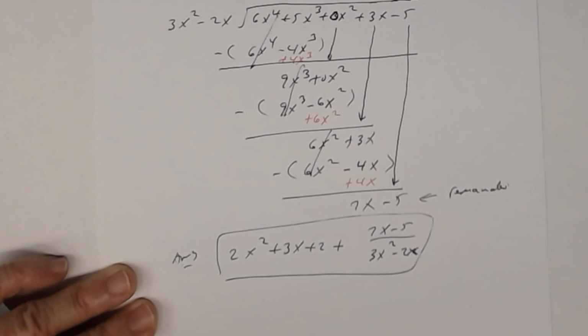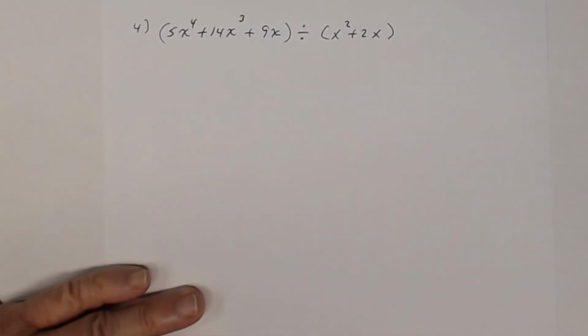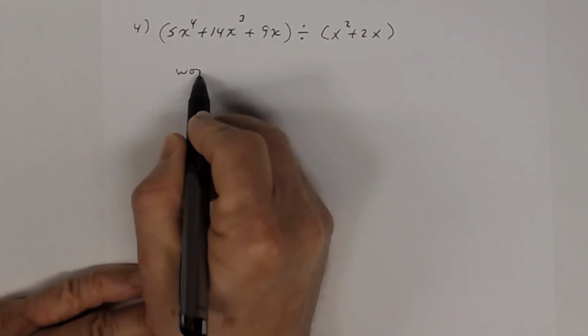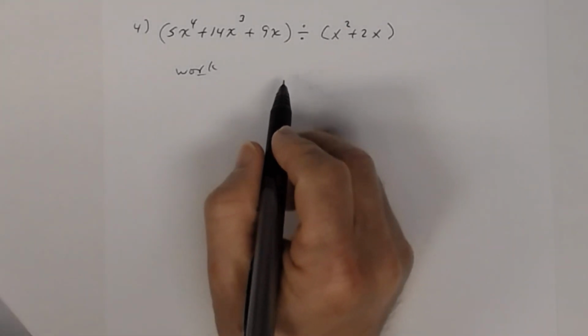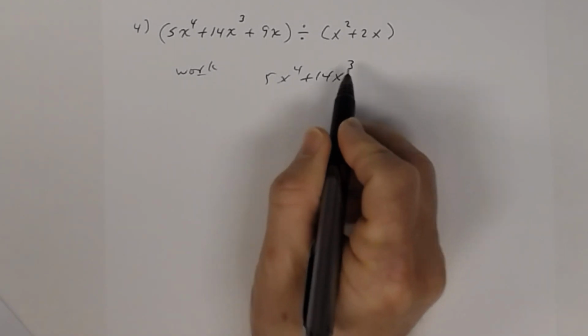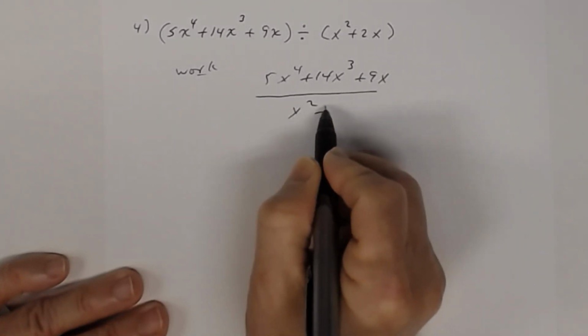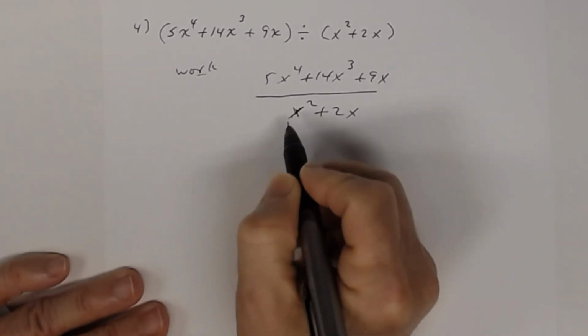Okay, all right. Now, finally, number 4. So the last one. So number 4. So let's go ahead and rewrite this as a fraction. So I'm going to have 5x to the 4th plus 14x cubed plus 9x divided by x squared plus 2x.